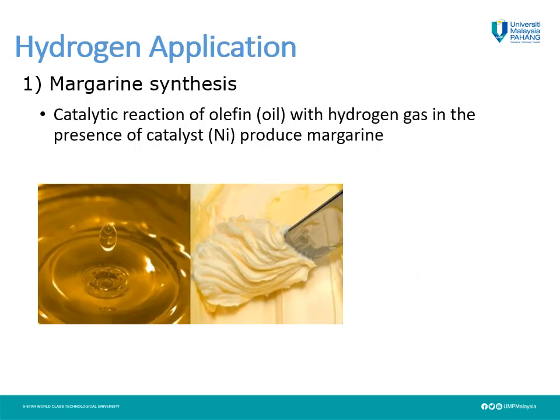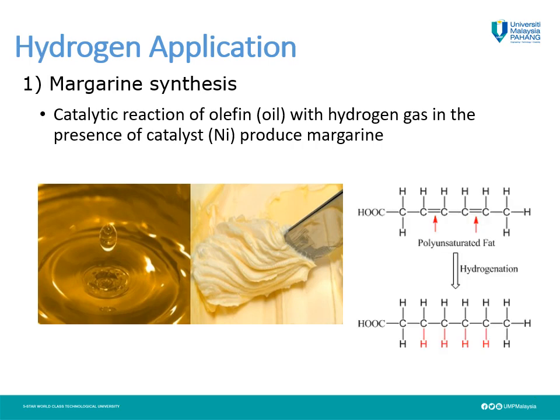Hydrogen is used for margarine synthesis. It involves the hydrogenation reaction, which is the catalytic reaction of olefin in oil with hydrogen gas in the presence of a catalyst, for example nickel, to produce margarine. So we have palm oil in our country. The process of hydrogenation will produce margarine from oil, from liquid to solid. So palm oil to margarine.